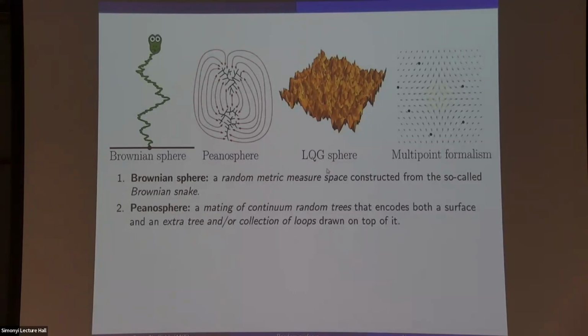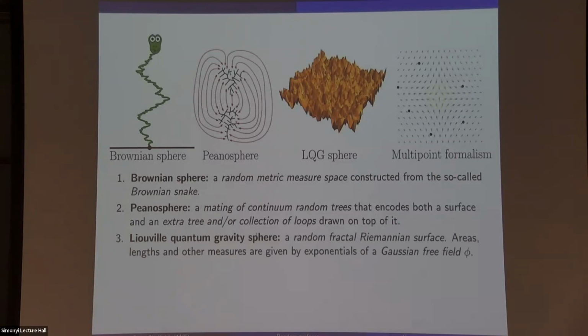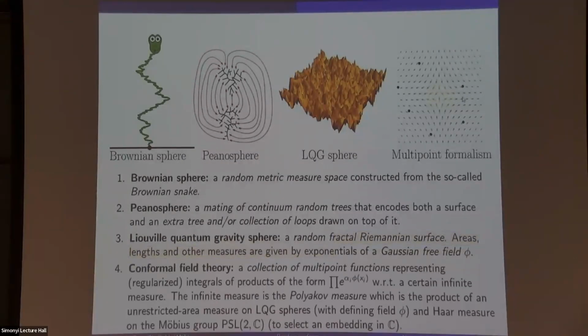There's something called the Liouville quantum gravity sphere, which is something that has a random conformal structure. It's sort of a random Riemannian surface in a sense. And there's what we call conformal field theory, which at least from this point of view is a way of making sense of kind of multi-point functions. So I'll say more about that later, exactly what this means.